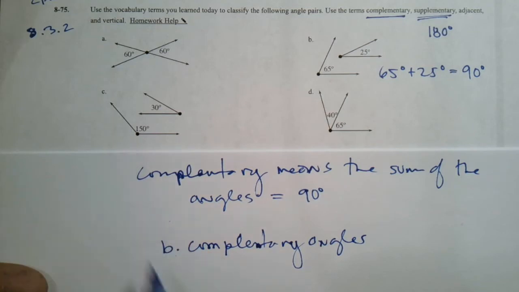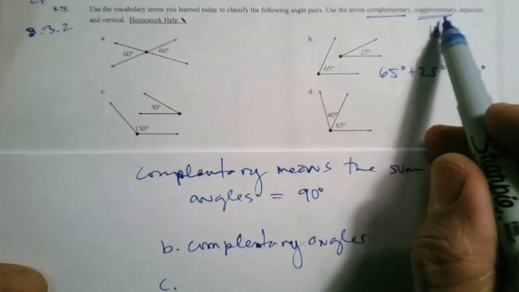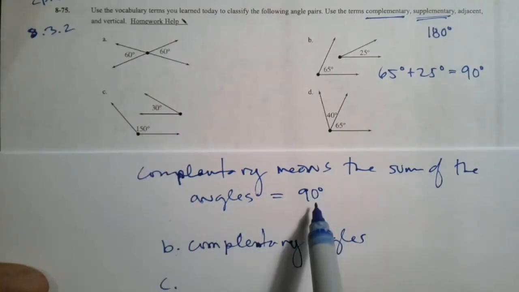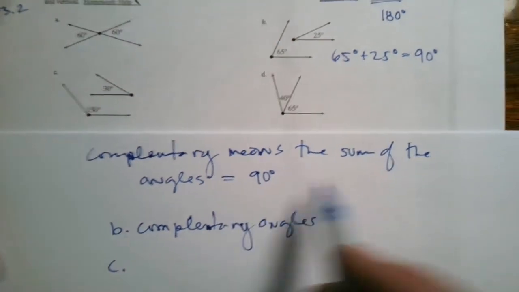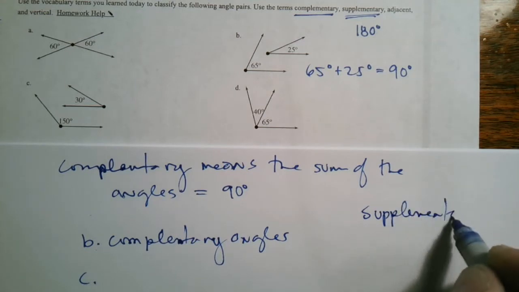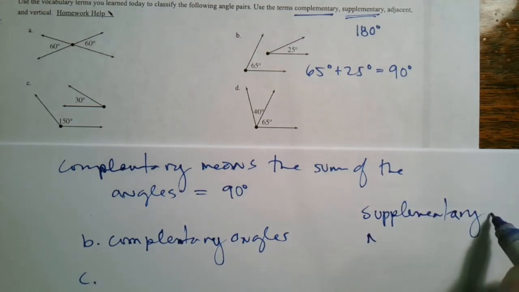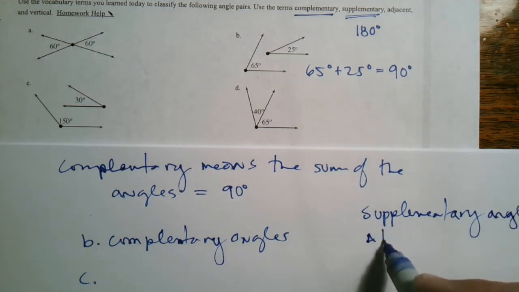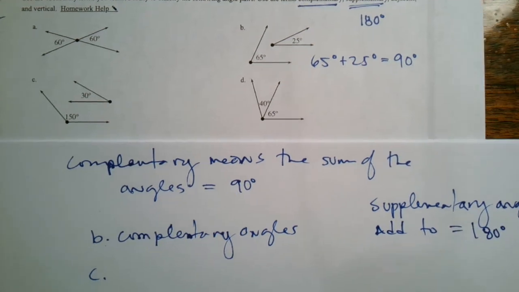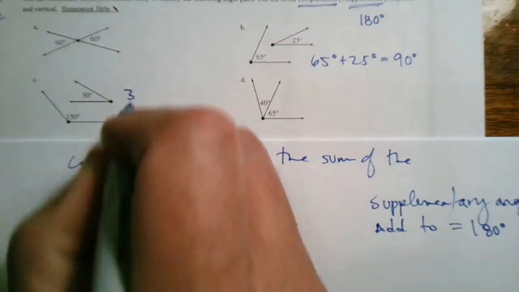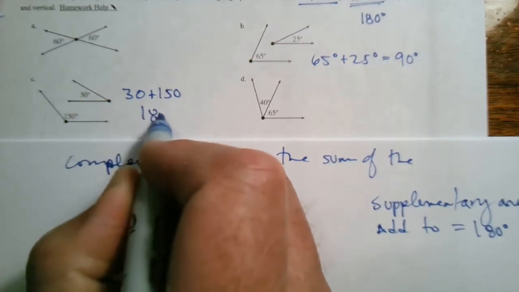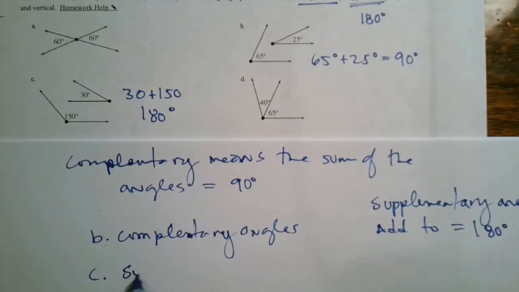Okay. So we can come back and go to C now because we know, I said before, supplementary adds up to be 180. Complementary means the sum of the angles is 90 degrees, right? Supplementary, I'll put it over here. Supplementary angles add to equal 180 degrees, right? So right here, I can see 30 plus 150, those add up to be 180 degrees. So we can say that for C, those are supplementary angles.